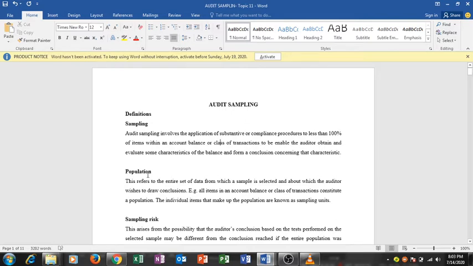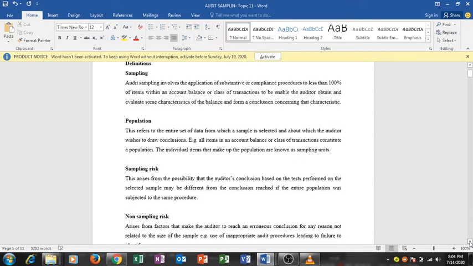The total items are normally known as the population. So population refers to the entire set of data from which a sample is selected. If, for example, we had 100 items and we pick 20, 20 is a sample and the whole 100 is the population. Then we have what we call the sampling risk.